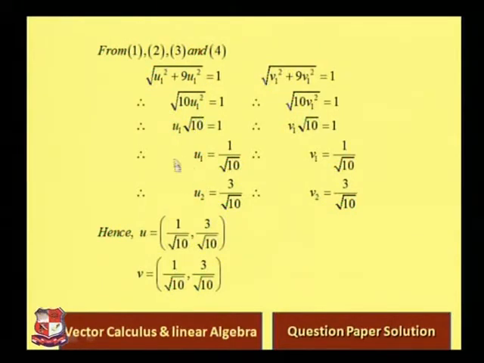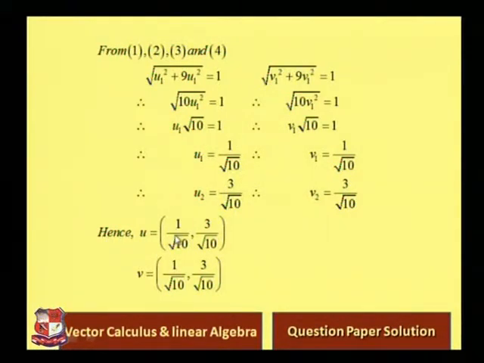Now taking u1 common, we get u1 times the square root of 10 equal to 1. So multiplying by 1 upon root 10 on both sides, u1 is 1 upon root 10. Now substituting in equation number 3, we get u2 equal to 3 upon root 10. This is u1 and u2. That means one vector has u1 as 1 upon root 10 and u2 as 3 upon root 10.